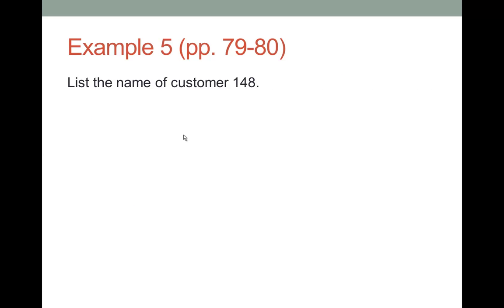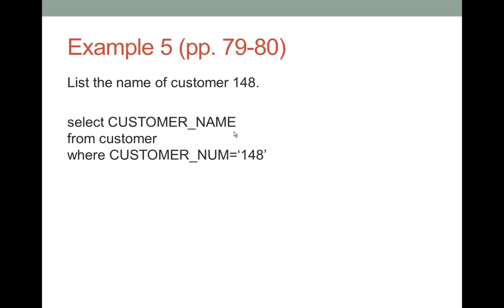Page 79 is example 5. Very similar to the previous example. Now we want to see the customer name again, but this time of those where the customer is equal to 148. Notice that even though 148 is a number, if I looked at my data types, I would see that the customer number field is a character data type.